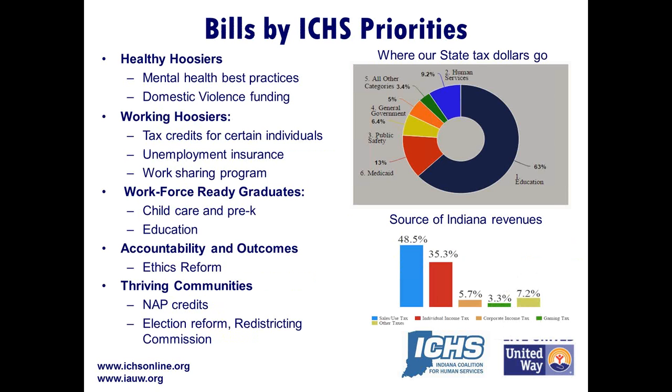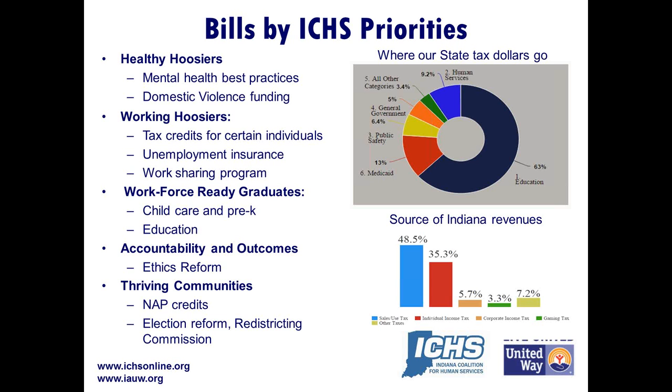All right. For the last couple of years, the Indiana Coalition for Human Services has grouped our priorities in 5 areas. Healthy Hoosiers, where we're eager to see federal approval of HIP 2.0 to close the coverage gap. We advocate for working Hoosiers, workforce-ready graduates, accountability, and thriving communities. We are very focused on the state budget this year.